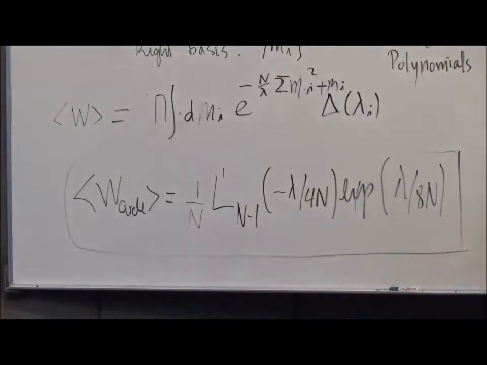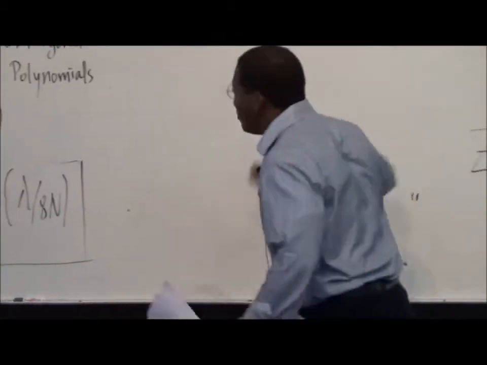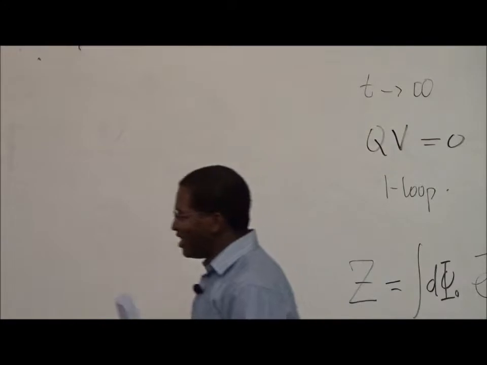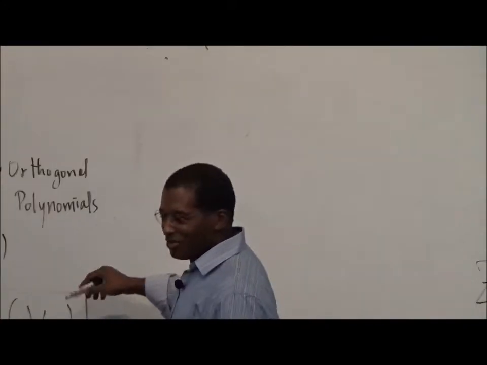Yes? When you said that this is the correct answer, is it just in the large N? No. This is exact. Any lambda, any n. It's just, this is the exact thing. But of course, because this is an AdS/CFT lecture and I want to connect with AdS/CFT, I'm going to take the large N limit of this object.